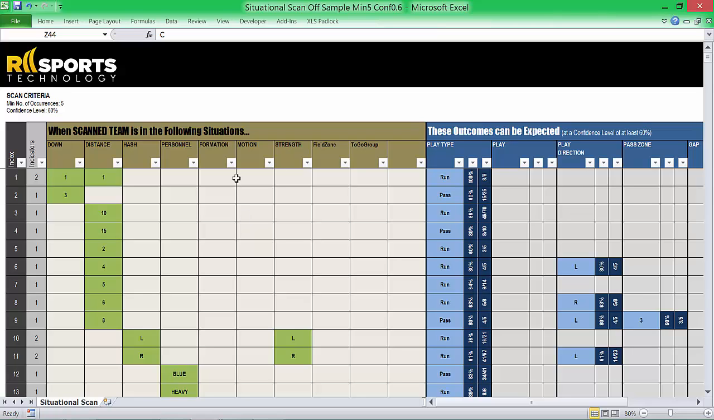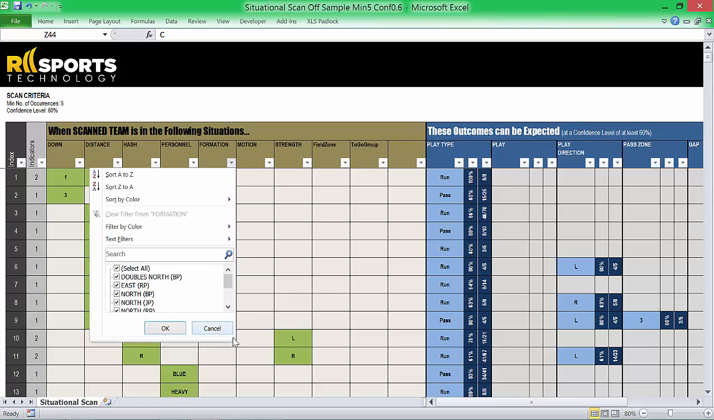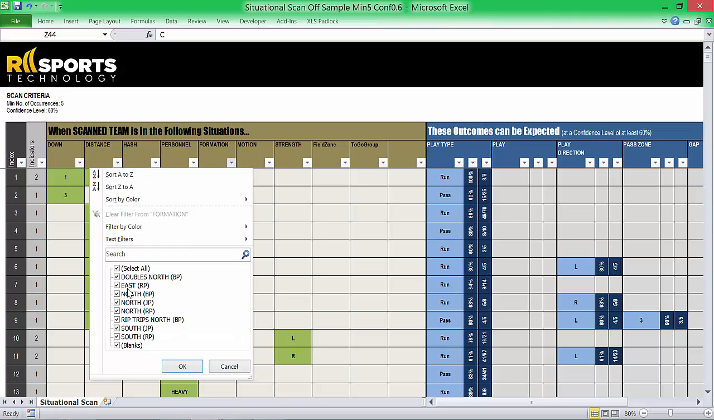So as a defensive coach, I might come in and decide to filter here. When I pop that up, I can select as many or as few of these different formations as I want. It's showing me all the formations involved in some sort of high probability tendency. Now let's just pick one of them to see what we might find. Maybe we want to look at this formation they call East.